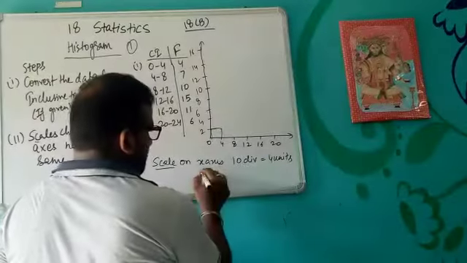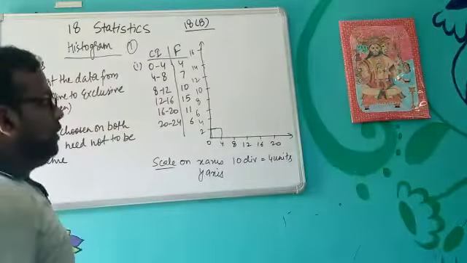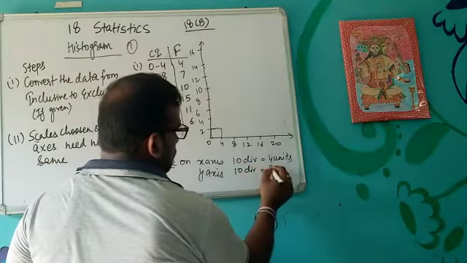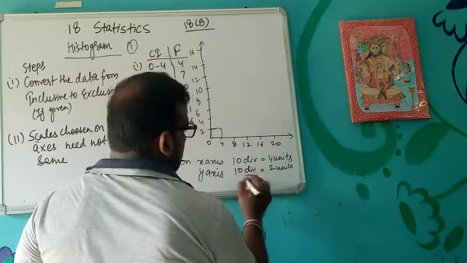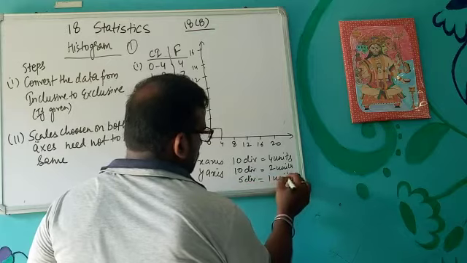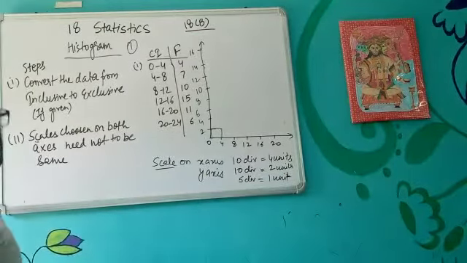Then on the y-axis you can write the scale, and on the y-axis I need the value of 1 unit. So how will I write it? 10 divisions equal to 2 units. That means 5 divisions will give us 1 unit. Okay, so 1 unit we need at least. Now how do we plot the histogram?